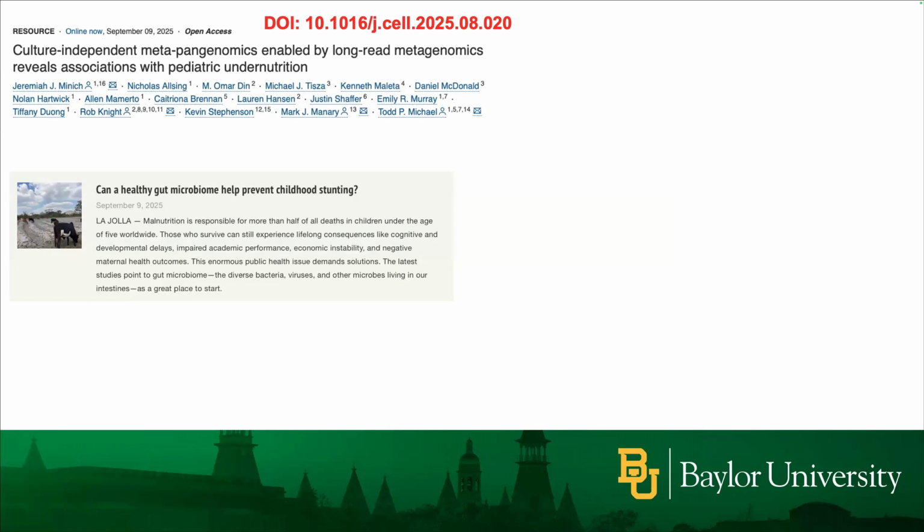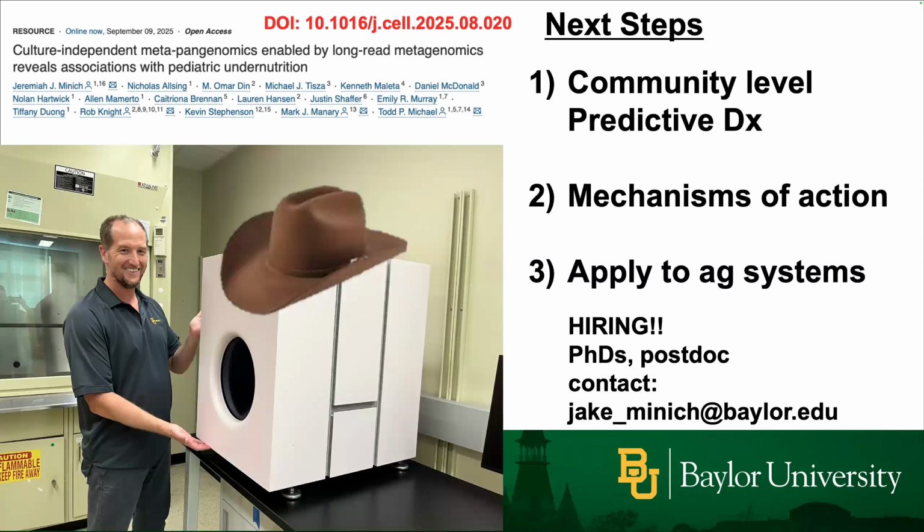So we're happy to report that just last week, this finally came out in Cell, and there's a really nice write-up from the PR team at Salk. I'd encourage you, if you're interested, to read more about it. All the data is public. It's always been public. And finally, I've just started my lab at Baylor, and this picture was taken today.